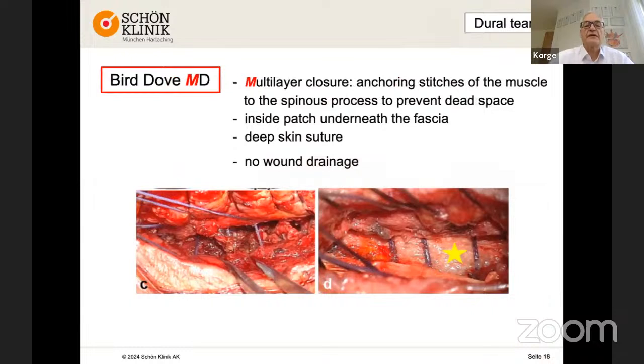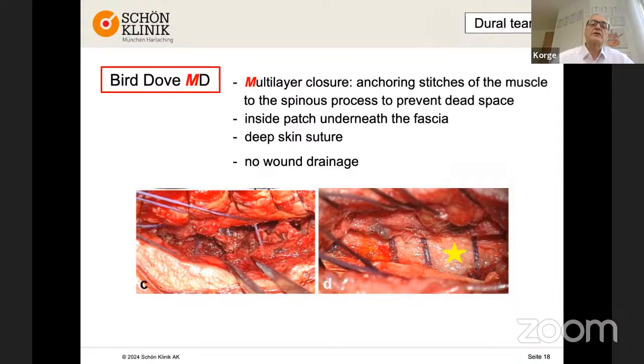The second last step would be a multi-layer closure, meaning it's always helpful to put the paravertebral muscles with anchoring stitches to the spinous process. That means you prevent dead space as well. You made an inside patch underneath the fascia, a deep skin suture, and no wound drainage.